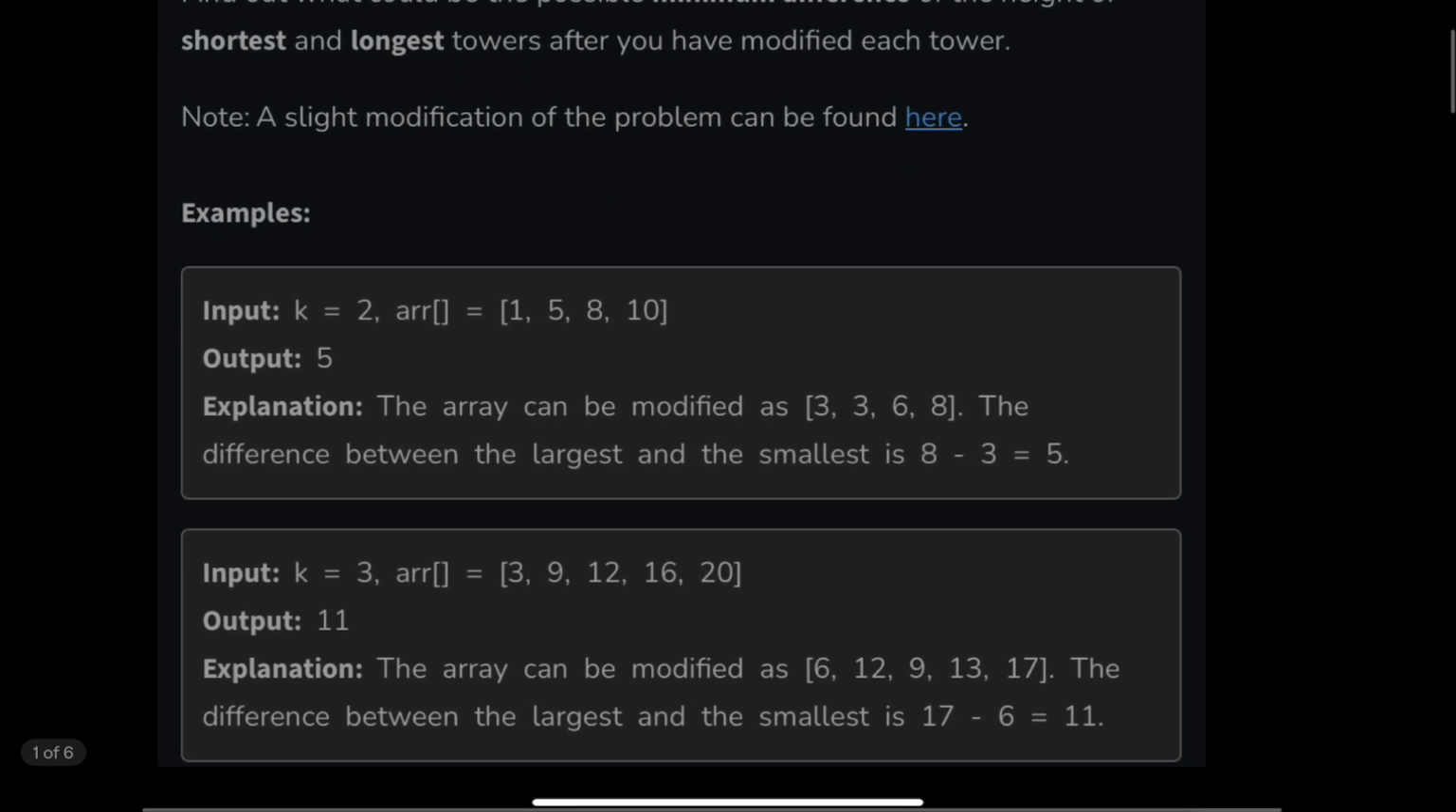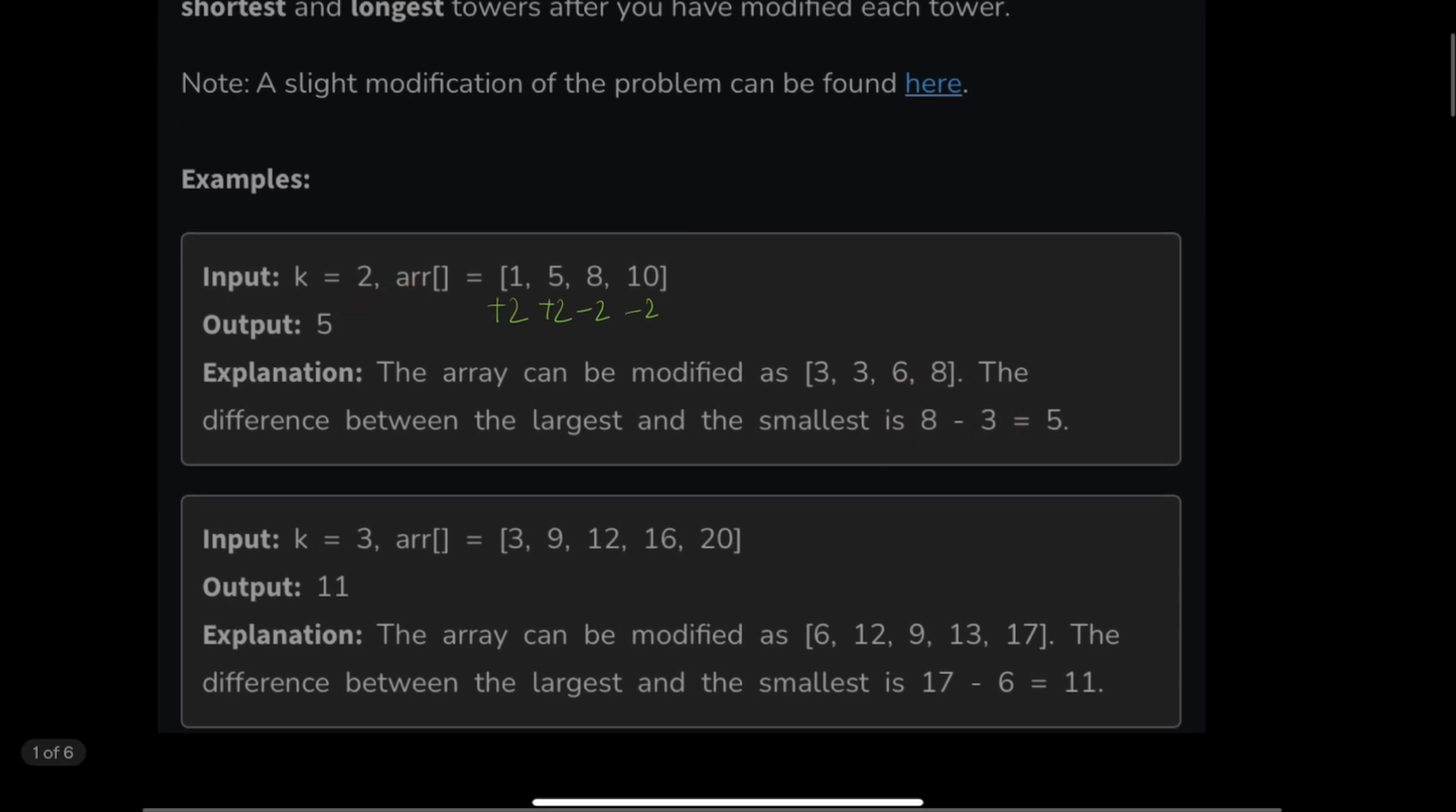In example 1, the input is given as k equals 2 and the array is 1, 5, 8, 10. And the output is 5 because the array can be modified as 3, 3, 6, 8. If we compare this array with the original, the 1 has been incremented by 2, again 5 has been incremented by 2, 8 is decremented by 2 and 10 is decremented by 2. Now here the longest height is 8 and the shortest height is 3. So the difference 8 minus 3 yields 5. So our output is 5.